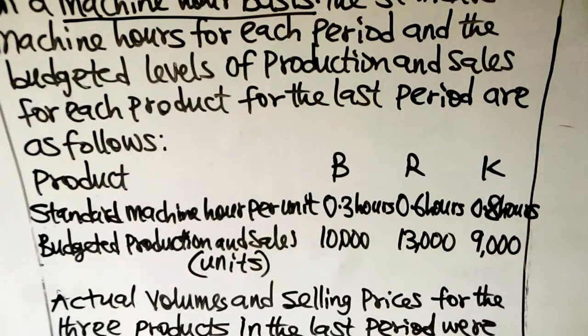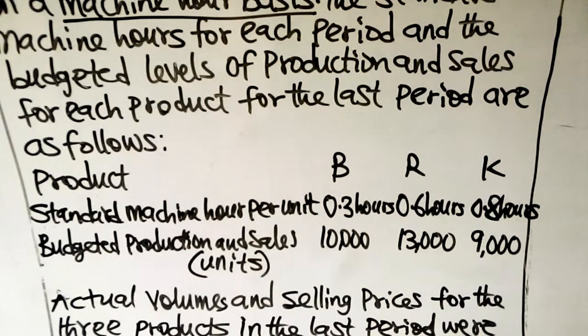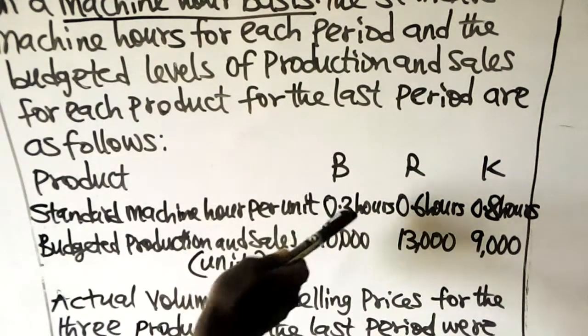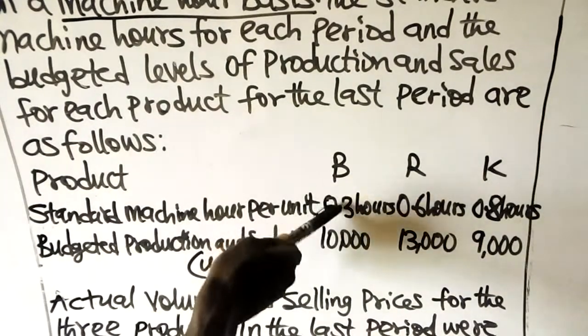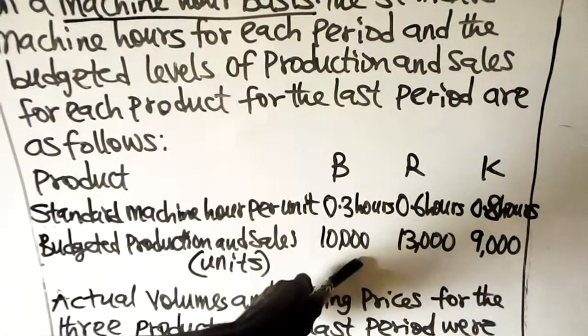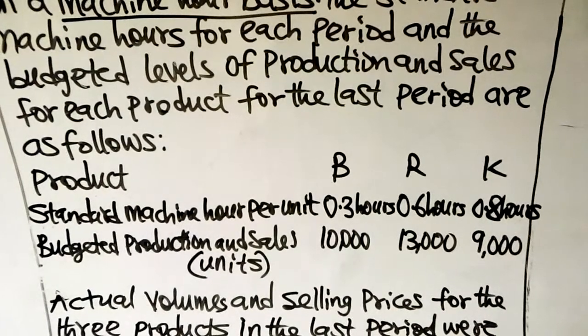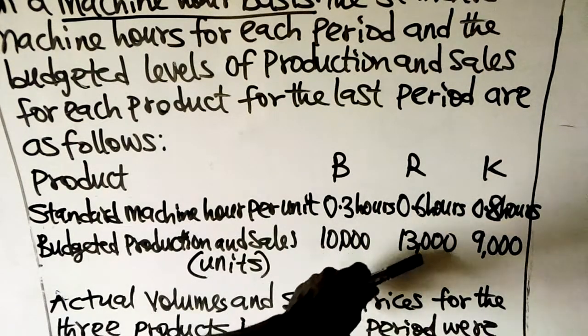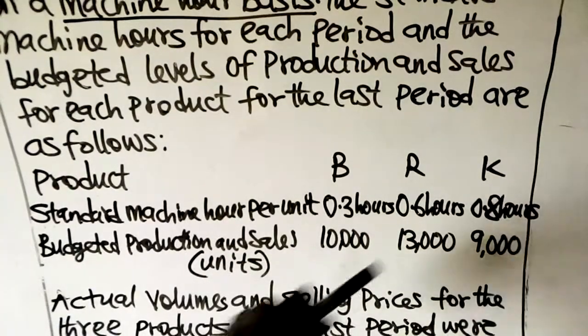You are given products B, R, and K. The standard machine hours. Remember, I've told you that a standard is a unit cost concept. This is for a unit. To produce 1 unit of B, 0.3 hours will be required. Therefore, how many hours will be required to achieve the budgeted production of 10,000? Then you have 0.3 times 10,000. For R, 0.6 hours times 13,000. And for K, 0.8 hours times 9,000.